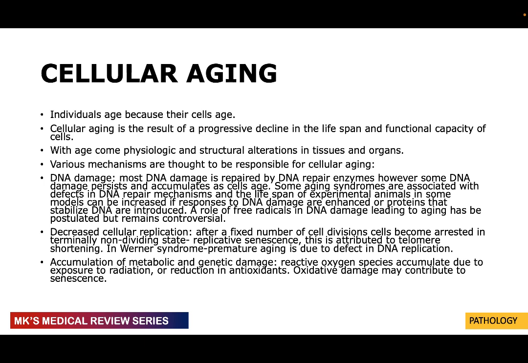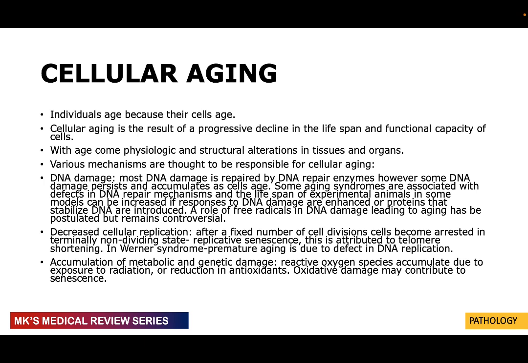Sometimes there's a decrease in cellular replication. Remember, after a fixed number of cell divisions, the cell is going to arrest in a terminally non-dividing state. So we call this replicative senescence. It's going to be attributed to shortening of the telomere, and even in conditions like Werner syndrome, where there's premature aging, it may be due to a defect in DNA replication.